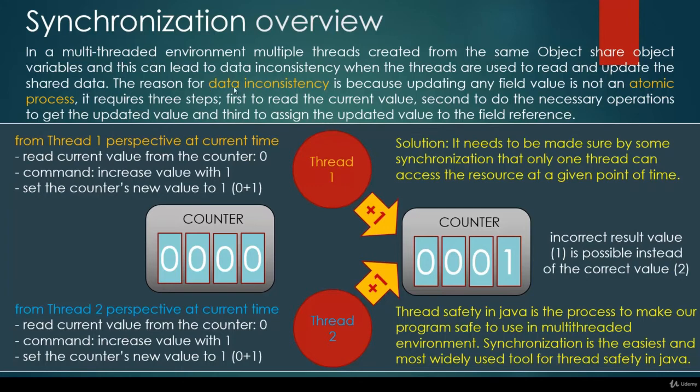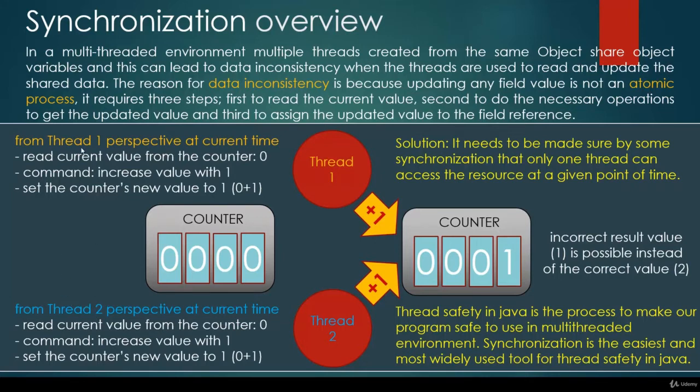The reason for data inconsistency is that updating any field value is not an atomic process. It requires 3 steps. First, to read the current value, second, to do the necessary operations in order to get the updated value, and finally to assign the updated value to the field reference. So this is why, if we have multiple threads manipulating the same data, there may be data inconsistencies.